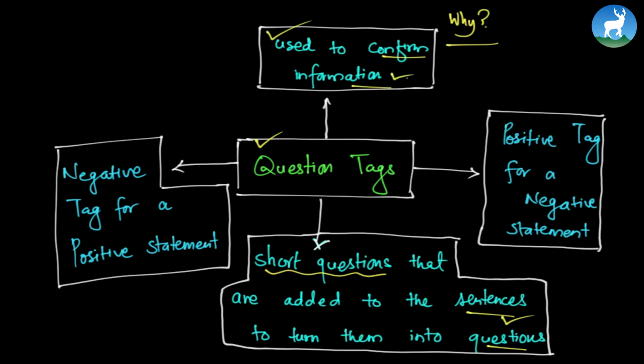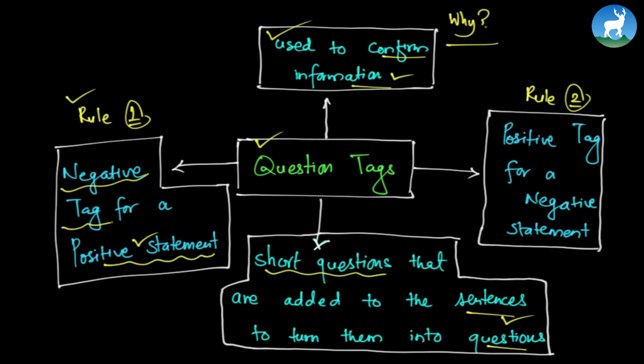Now there's a general rule for question tags. We have rule number 1 and rule number 2. By the way, there are many rules for question tags, but we are not going to study them in detail. We'll only study rule number 1 and rule number 2. The first rule is negative tag for a positive statement. What that means is if a statement is positive, it is always followed by a negative tag.